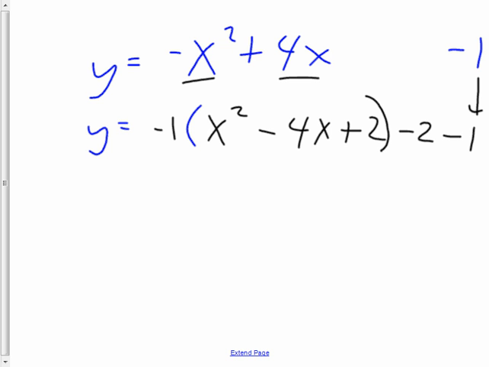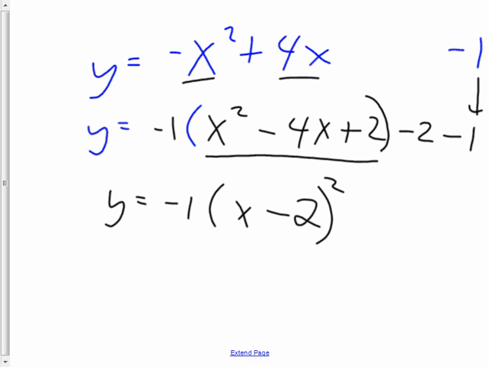This part right here factors. Your final answer should have been -1 times x minus 2 squared. I bet a lot of people had a plus right there. And then these together would make -3. That's the most common mistake answer. What did I forget? That -1 right here has to also multiply right there. And that makes that positive 2. Positive 2 minus 1 makes 1.